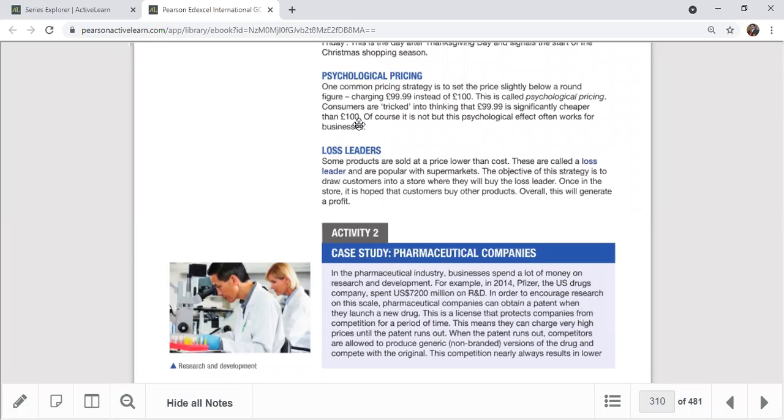If they ask you to define psychological pricing, you must be able to define it. It is where you set the price slightly below the round figure. And here you must write examples also, something like this, charging 99.99 instead of 100. So there can be definition questions, but advantages and disadvantages are very rare for psychological pricing because it's just a technique of promotional pricing.